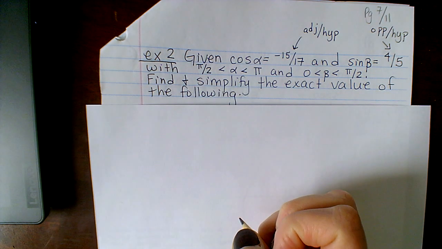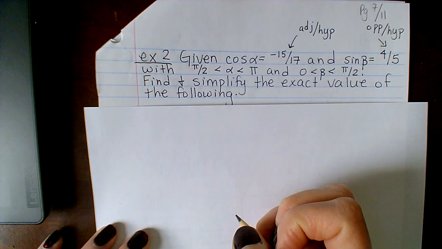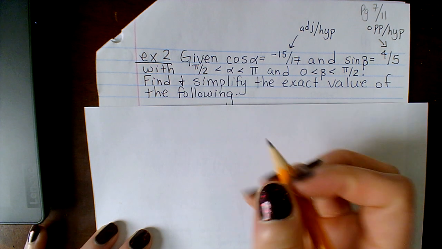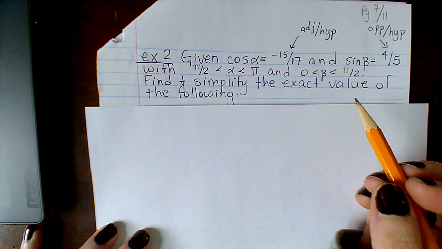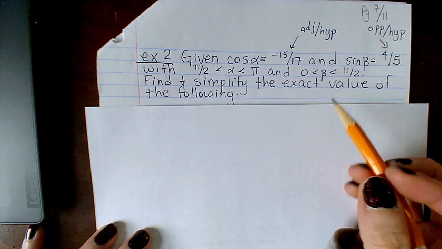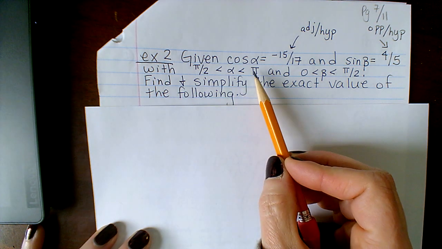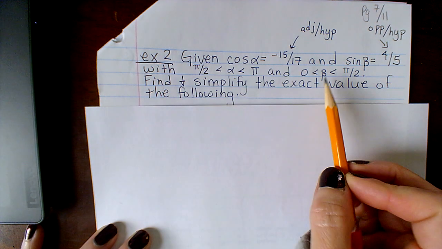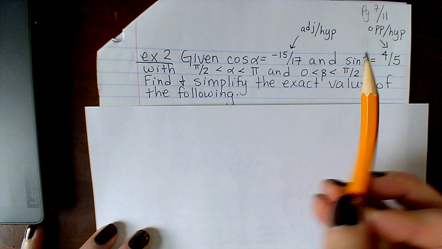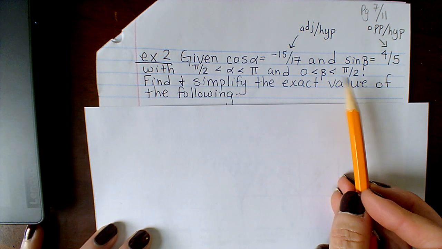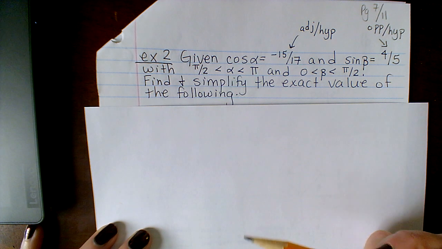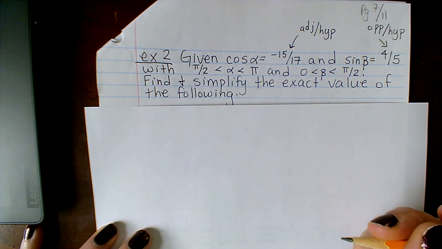This is the hybrid part of section 9.2. So we're on example 2. And while I realize that a lot of this might look really confusing, I'm going to interpret all of it for you as we go. So you're given that cosine alpha is negative 15 over 17, sine beta is 4 over 5, with alpha between pi over 2 and pi, and beta between 0 and pi over 2. We're going to find and simplify the exact value of the following.